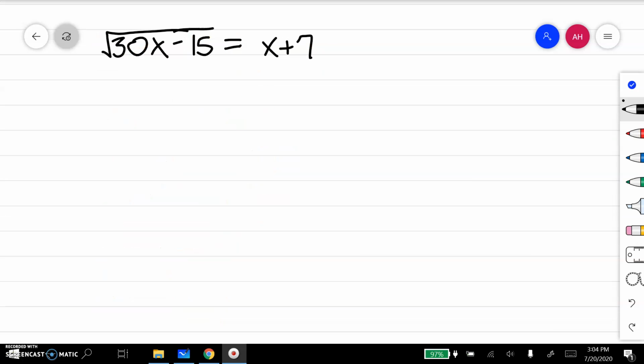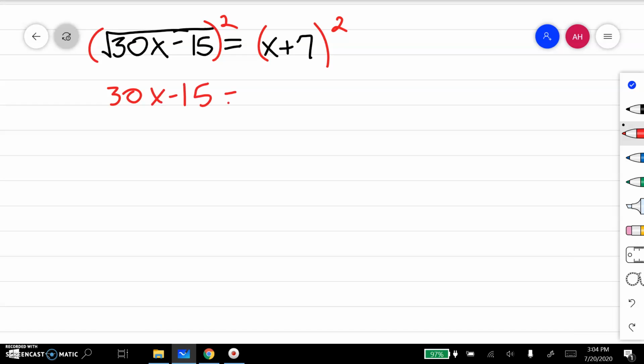All right, let's look at another radical equation. So on this one, again, you want to get the radical by itself. It already is, which is nice. So it's a square root, so we'll go ahead and square both sides. All right, so on the left side, we just get what's under the radical, which is 30x minus 15.